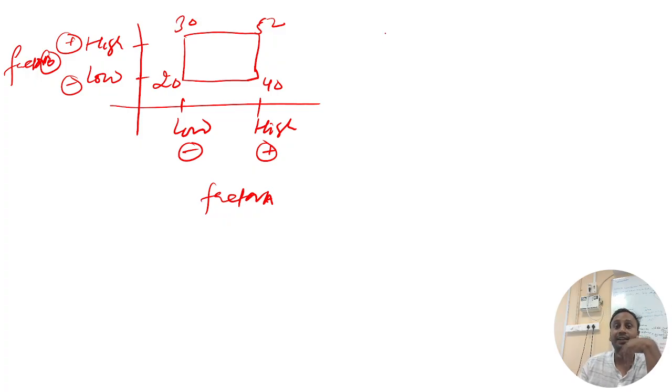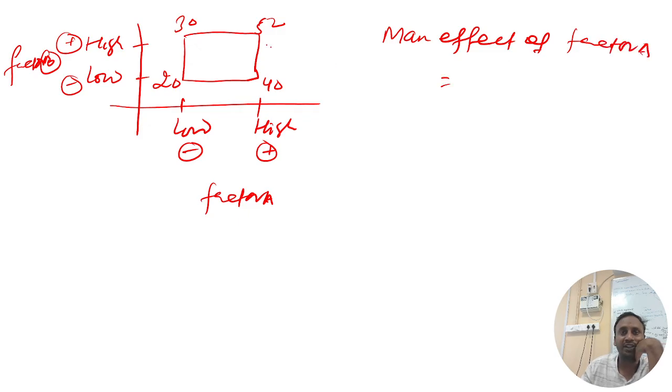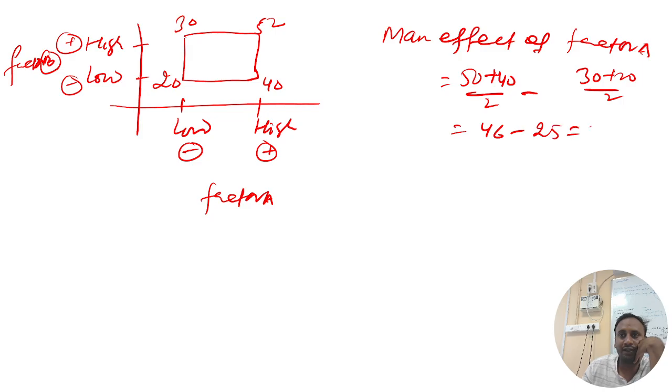Okay. So what is the main effect of factor A? It will be the average difference between the high and low: 50 plus 40 by 2, minus 30 plus 20 by 2. It came 45 minus 25. It came 21. Is it?